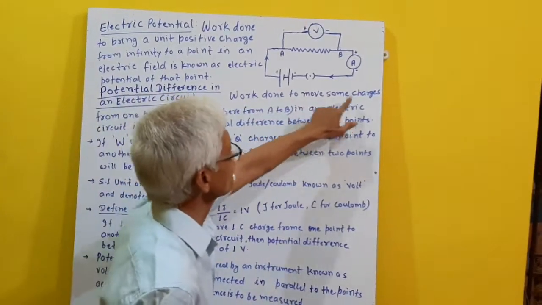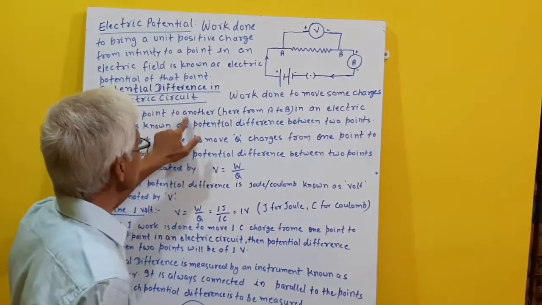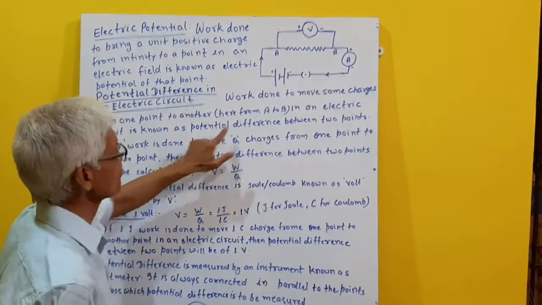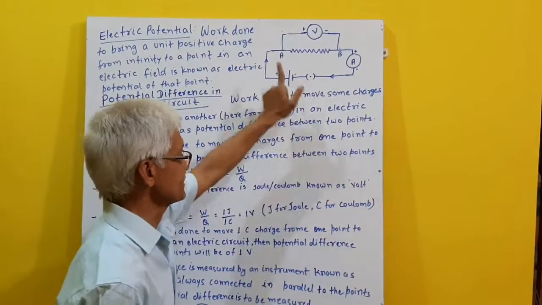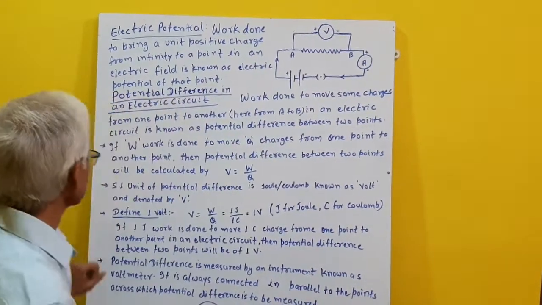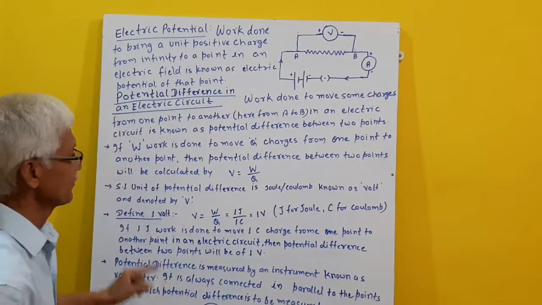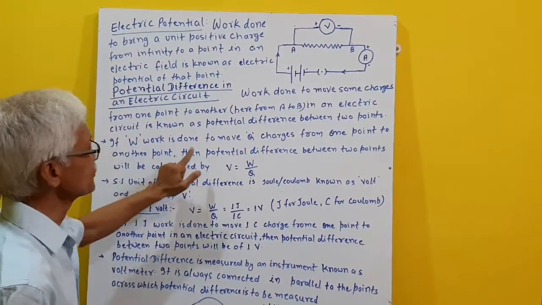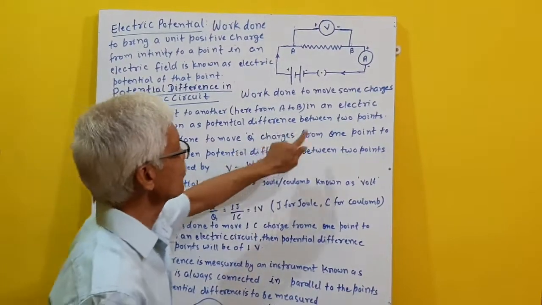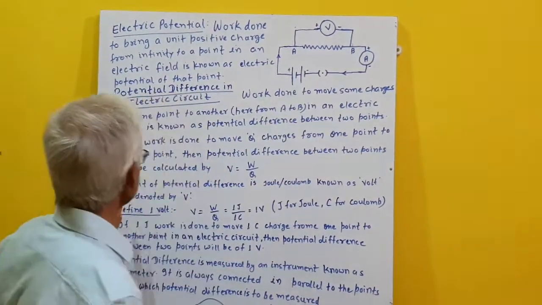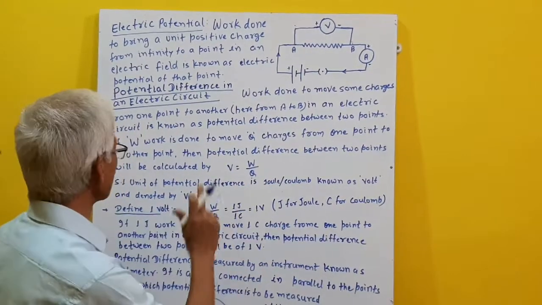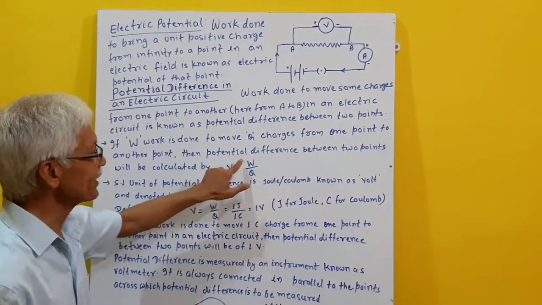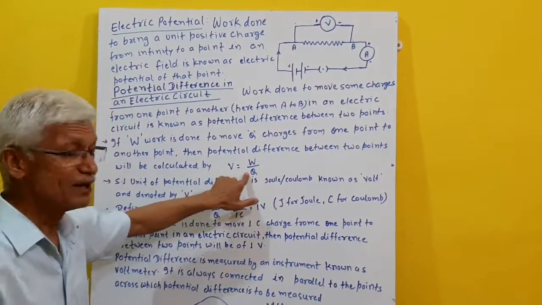Work done to move some charges from one point to another in an electric circuit is known as potential difference between 2 points. Suppose work W is done to move Q charge from one point to another point, then potential difference between 2 points will be calculated by V is equal to W upon Q, where W is the work and Q is the charge.